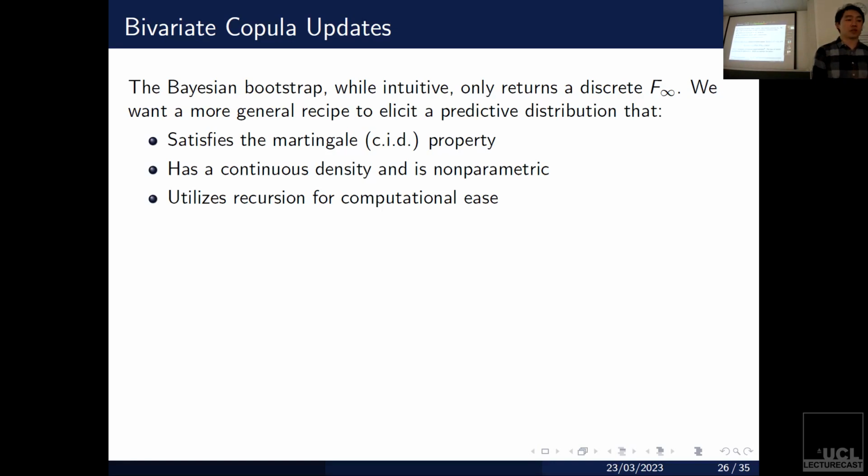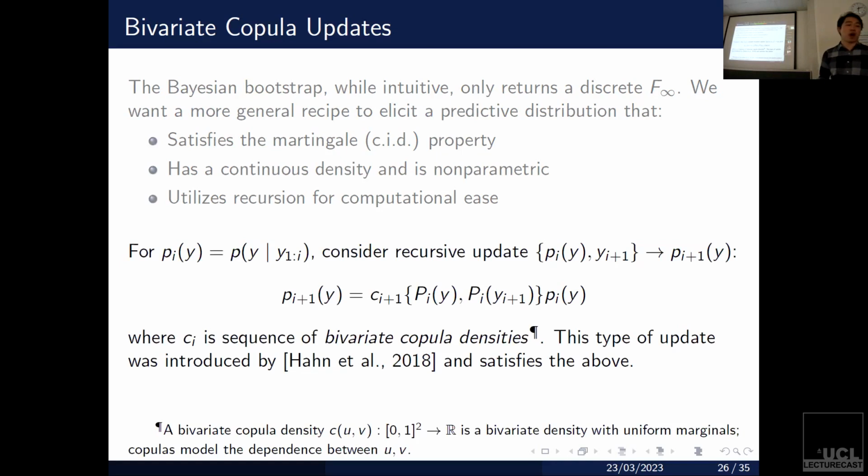What we're going to rely on is something called the bivariate copula. So let's define this predictive p_i(y). This is the predictive density at some test point y, conditioned on y_1 to y_i. We're going to have a recursive update where the update only takes the new data point y_{i+1}, combines it with the predictive, and computes p_{i+1}. So you don't need to refit your model to the entire data set y_1 to y_{i+1}. You just need the old predictive and your new data point, and you can compute this recursive update. The recursive update takes the form exactly here.